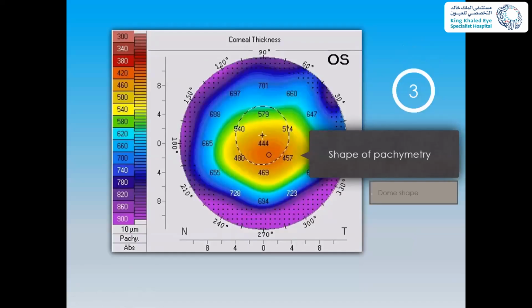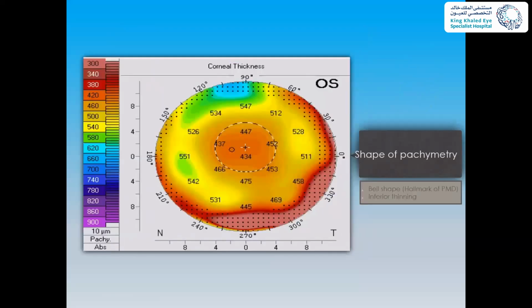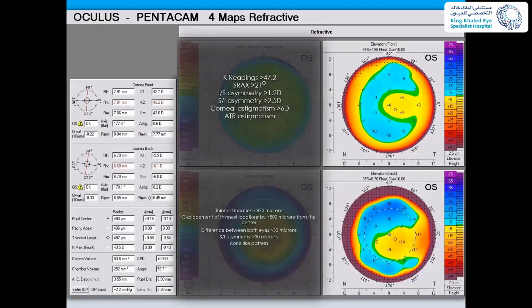The other thing is the shape of this thinning, which tells you a lot. Is it a dome shape or is it a bell shape? What sort of cone asymmetry thinnings are these? As we all know, that bell shape is a hallmark of pellucid marginal degeneration with inferior thinning.